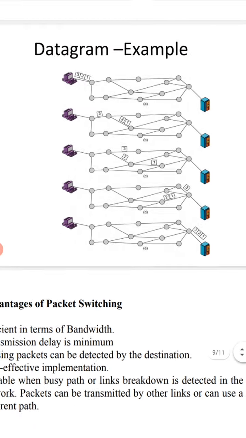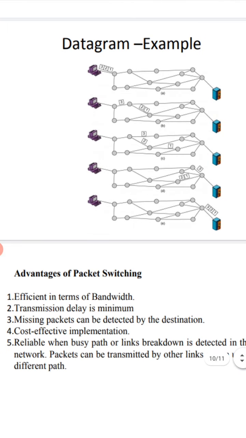But in the virtual circuit network, each packet takes the same path. But in the datagram network, each packet can take a different path. That's very important. That is the difference between datagram network and virtual circuit network.